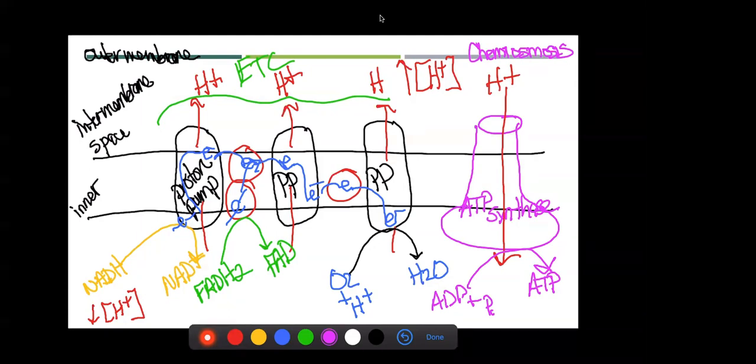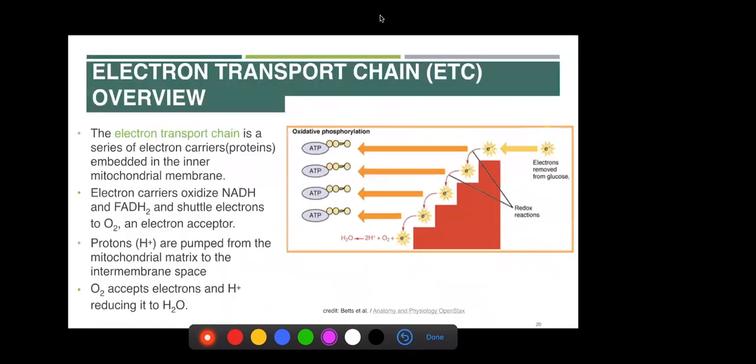I definitely, for practice, would draw it out a few times. I would draw it out and I would say it out loud as you're doing it. NAD drops off at the first proton pump, passes electron, pumps proton, passes electron, pumps proton, passes electron, pumps proton, then goes on oxygen. Oxygen combines with protons to make water. Proton concentration drives ATP synthase, and then we put a phosphate onto ADP to make ATP. So I would be doing this a couple times.